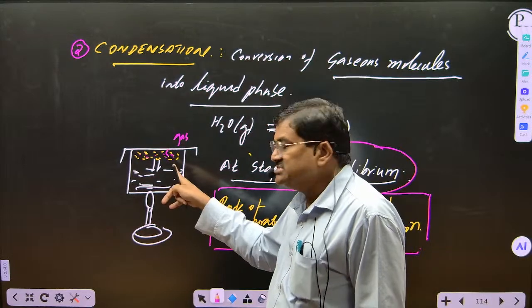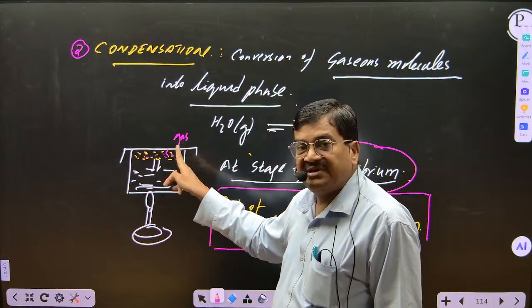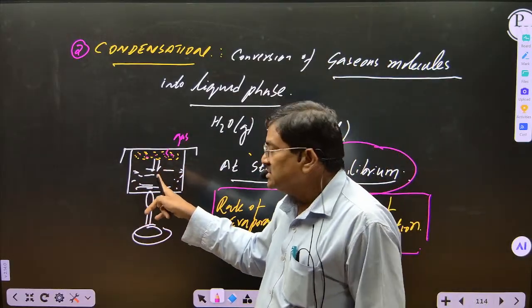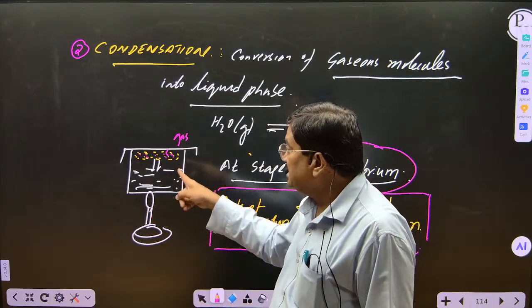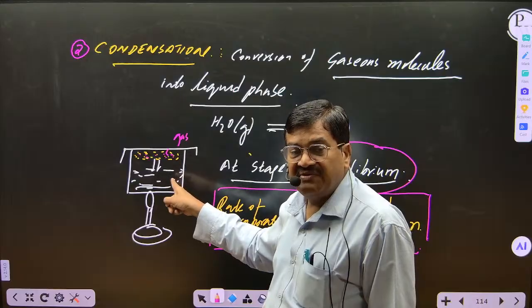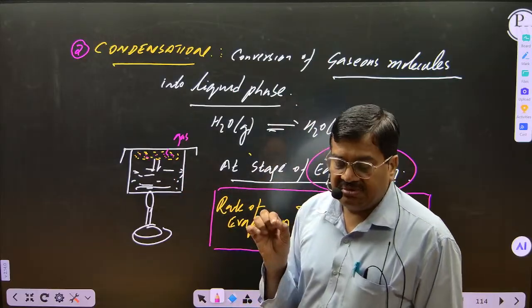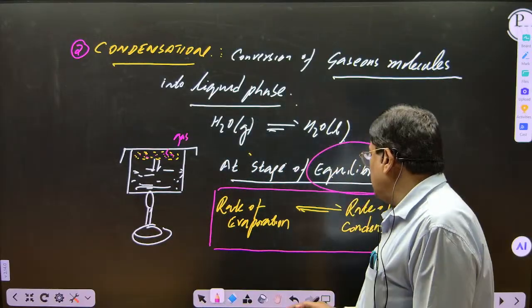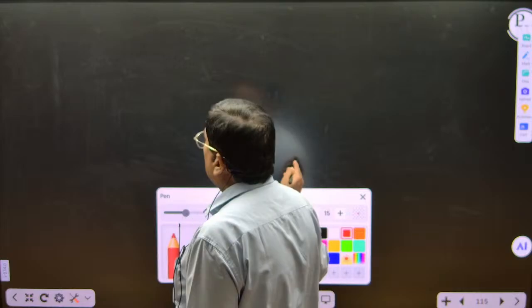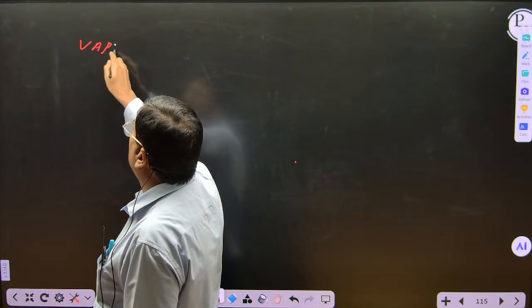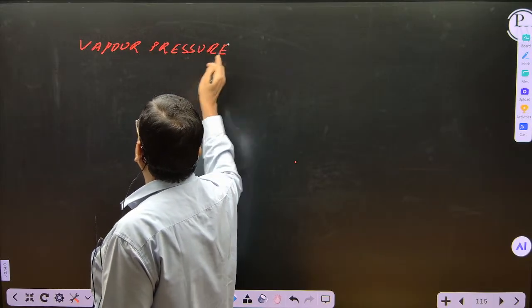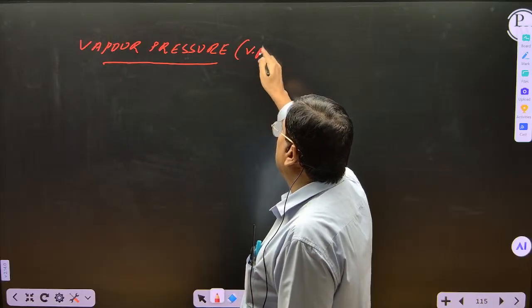Are you getting my point? Vapor pressure will arise only in a closed vessel, because there is no chance for gaseous molecules to escape outside. So write the definition of vapor pressure. Is it clear to all of you? I repeat, the pressure exerted by the gaseous molecules on the surface of a liquid at a given temperature is called vapor pressure, and from now onwards we abbreviate it as VP. So write the next heading, vapor pressure. Now what is VP? Write the definition of vapor pressure.